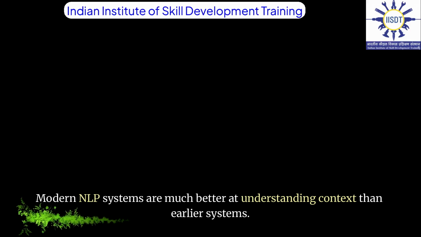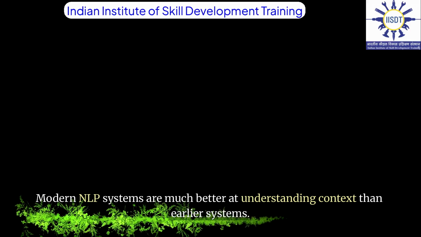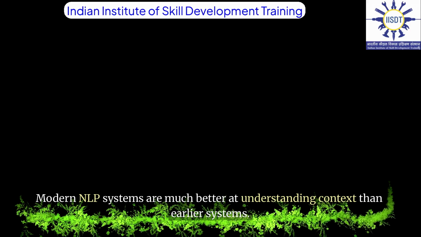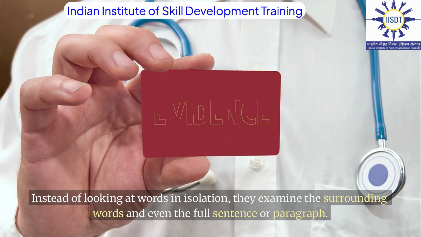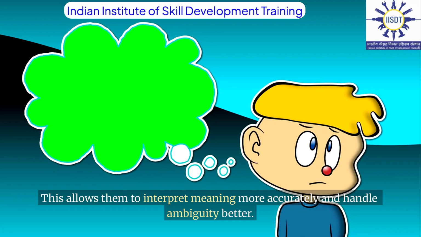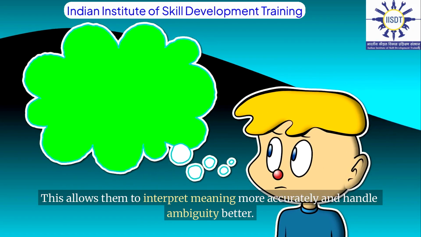Modern NLP systems are much better at understanding context than earlier systems. Instead of looking at words in isolation, they examine the surrounding words and even the full sentence or paragraph. This allows them to interpret meaning more accurately and handle ambiguity better.